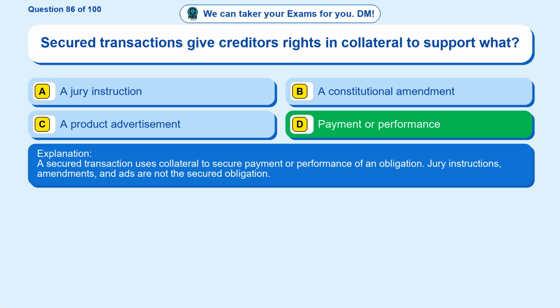A secured transaction uses collateral to secure payment or performance of an obligation. Jury instructions, amendments, and ads are not the secured obligation.